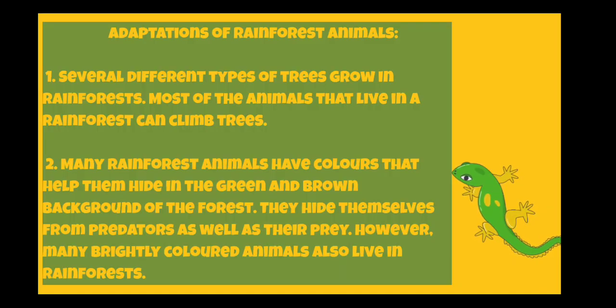So how do the animals and plants adapt to this habitat? Adaptations of rainforest animals. Several different types of trees grow in rainforests. Most of the animals that live in a rainforest can climb trees, right? Because they have to live close to tall trees. To get their food, they should be able to climb trees. Many rainforest animals have colors that help them hide in the green and brown background of the forest. They hide themselves from predators as well as their prey. However, many brightly colored animals also live in rainforests.